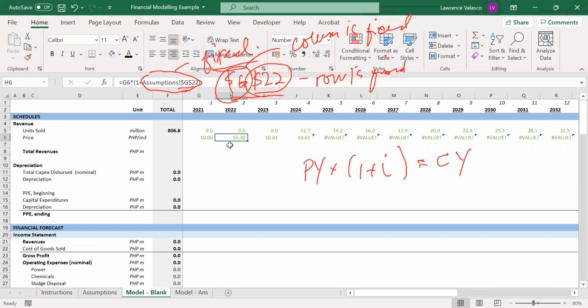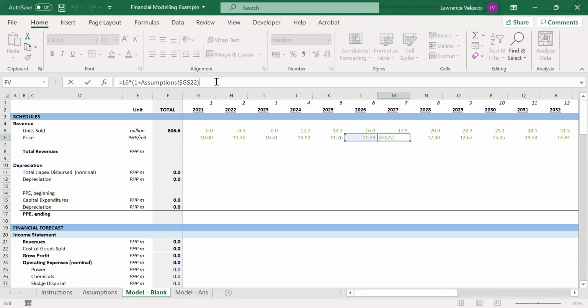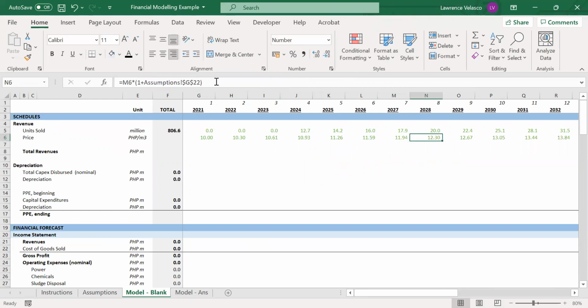Okay? So let's correct this. So it should be like that. So here is my price forecast. Okay? So if you look at my formula, prior year times 1 plus inflation. So prior year times 1 plus inflation. So that is what we are doing.